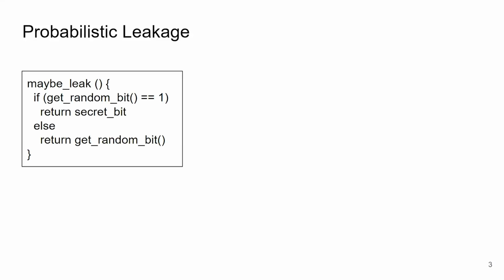It first generates a random bit, and if the value of the bit is 1, it returns the secret bit. If it is 0, it generates a new random bit and returns that. Both 0 and 1 are possible return values at this point. This is referred to as possibilistic confidentiality. Possibilistic confidentiality specifications like non-interference are commonly used in the literature.